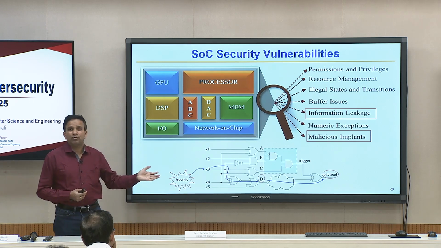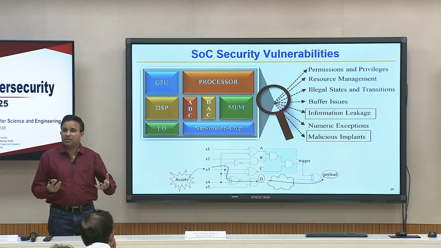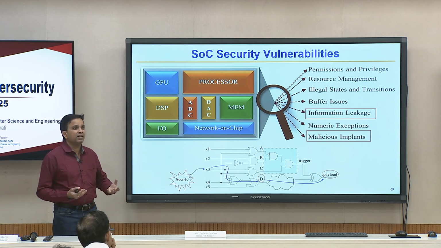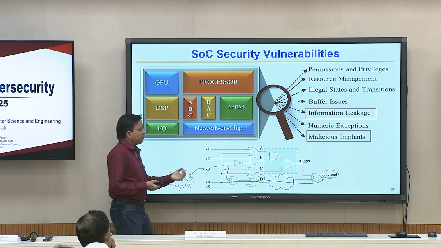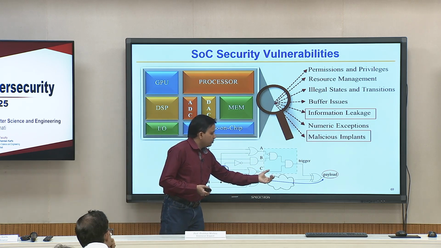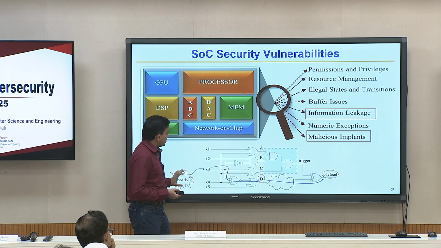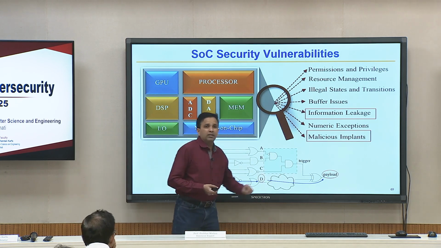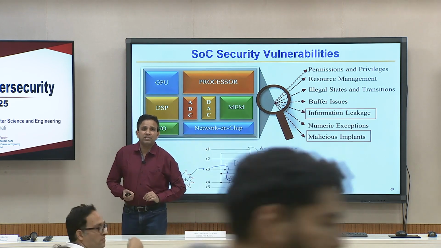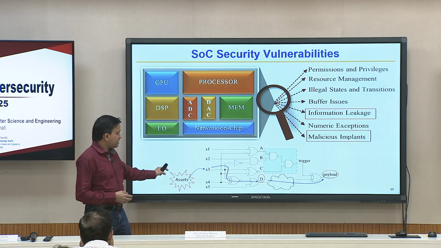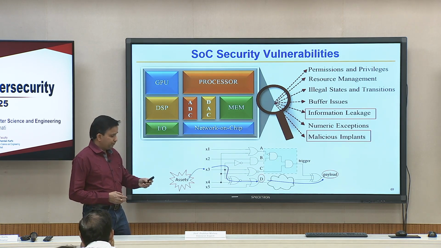It could be done through a Trojan, or as you have seen when I talked about laser fault injection attack, it could be done through that, but no matter what it is, 2 attacks collectively will allow this information to leak from the point of assets to the payload.